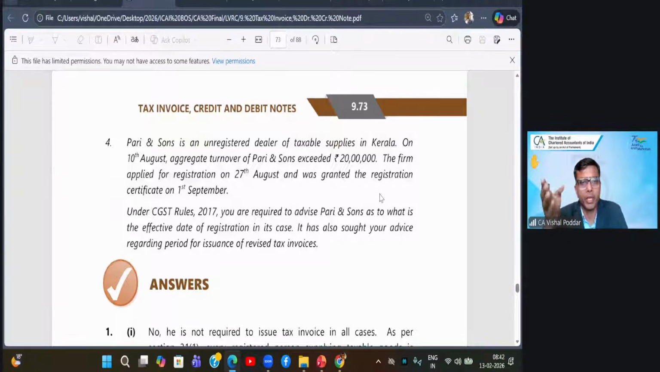And then now they are asking what is the period for issuance of tax invoice. So firstly, I will issue tax invoice for period between 10th August to 31st of August, correct? Yes. Because 1st September onwards, I'll issue regular tax invoice. So revised invoice is 10th August to 31st of August. And I have to issue it within 30 days. So it will end on 30th of September, correct? Yes, sir. Perfect.